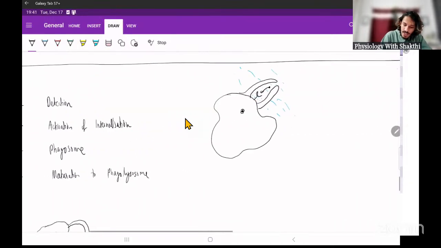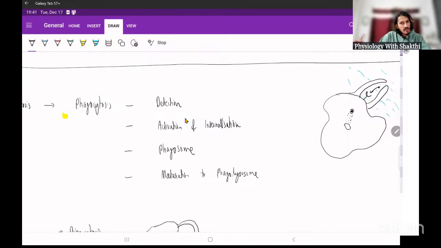Now, what happens to the phagosome? Your lysosomes degranulate and it forms what is called a phagolysosome, and it results in destruction of that. So these are the steps in phagocytosis. So with a diagram, I want you to explain each of these steps in phagocytosis.